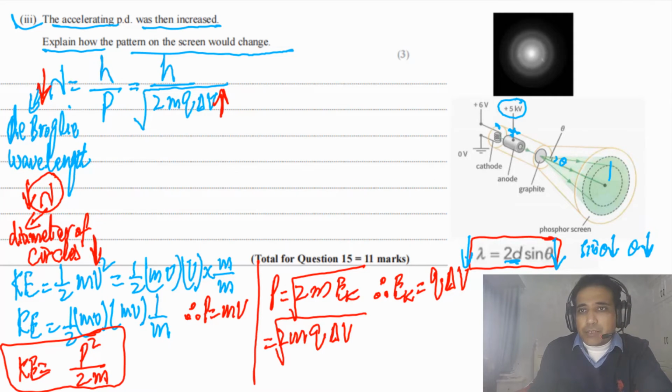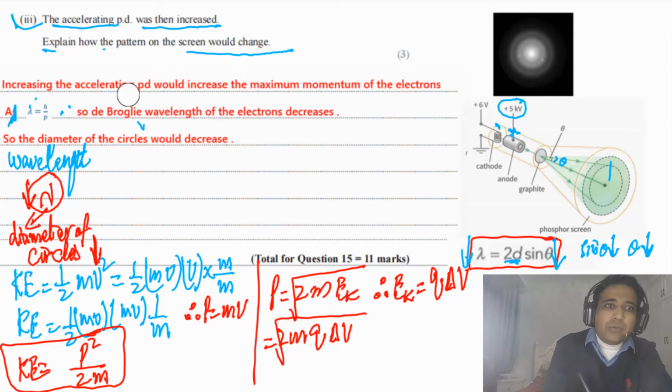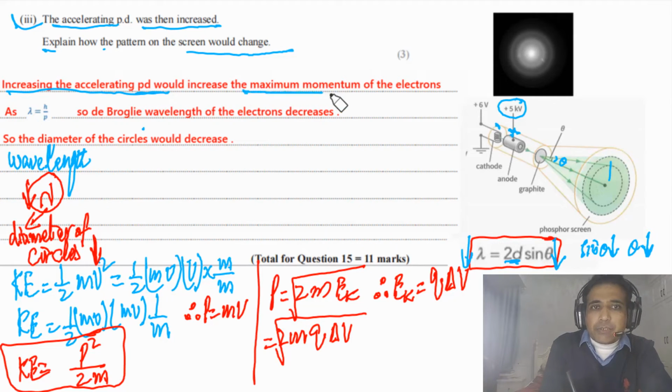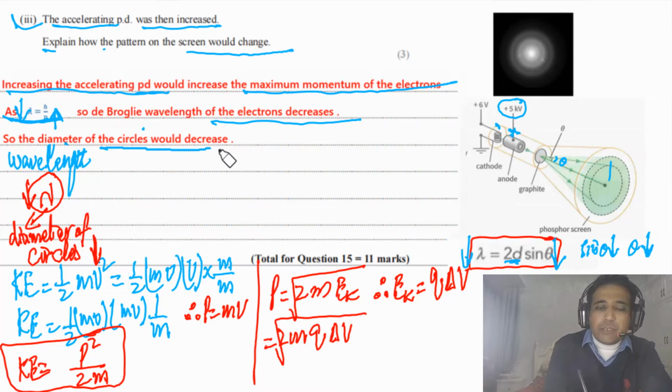Now let me show you the answer. In your answer you can mention these points, so I will just clean this. This is how you can write your answer. You can say increasing the accelerating PD increases the maximum momentum of the electron. Then you can use this formula. Then you can say as momentum increases, lambda decreases. So the wavelength of the electron decreases, so the diameter of the circles would decrease. This is how you can answer.